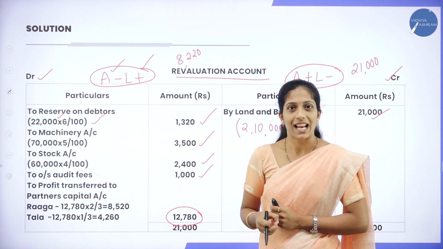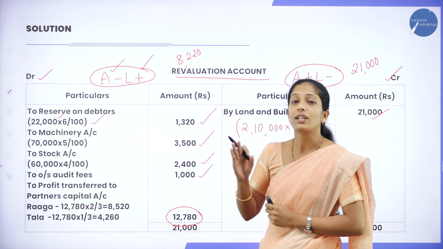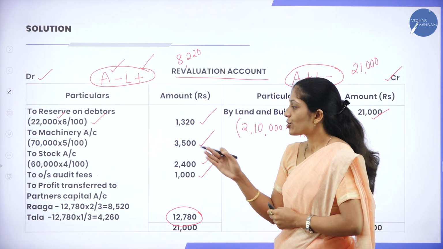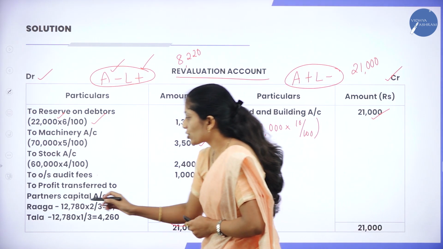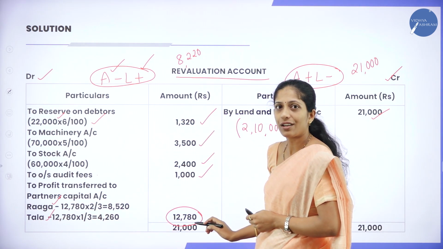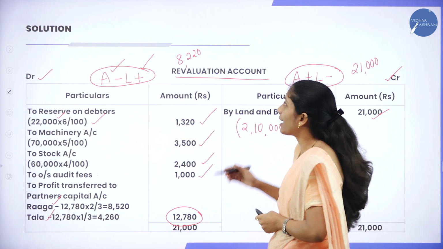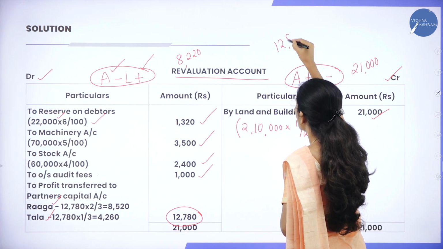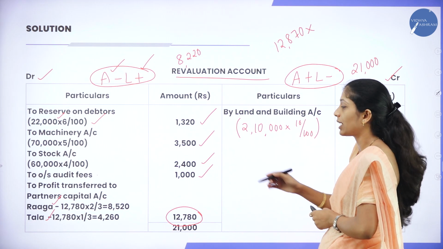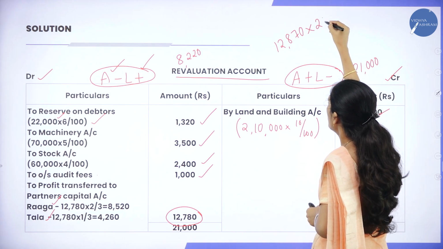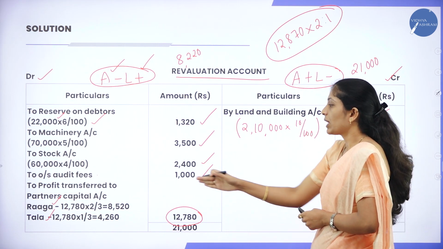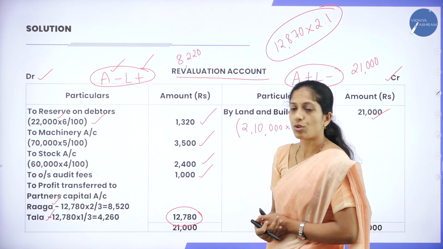Now, just now she has entered into the partnership firm, so there is no need to distribute that revaluation profit to the new partner. Transfer it only to the old partners. The old partners are Raga and Tala. What is the profit? 12,780. Now distribute that 12,780, the balancing figure, in their profit sharing ratio. What is their profit sharing ratio? That is 2:1. So distribute this 12,780 to the old partners.